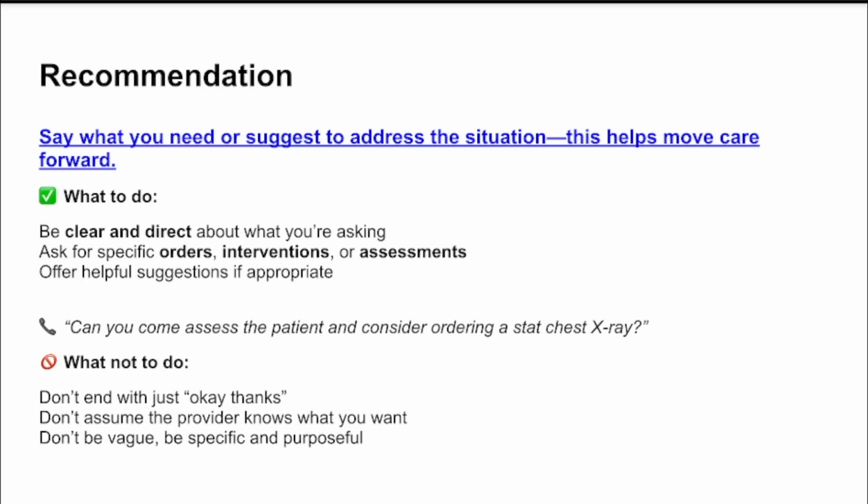What you don't want to do is end with, okay, thanks. Don't assume the provider knows what you want. You're calling them about the patient. You and the provider should be on the same page as to what the next step is for the patient. And again, don't be vague, be specific and purposeful.